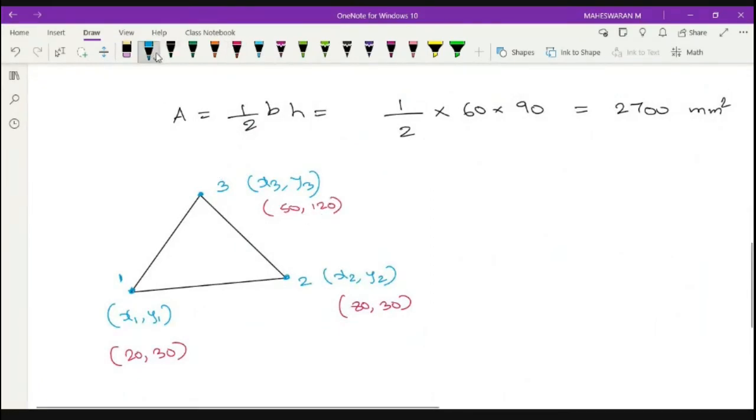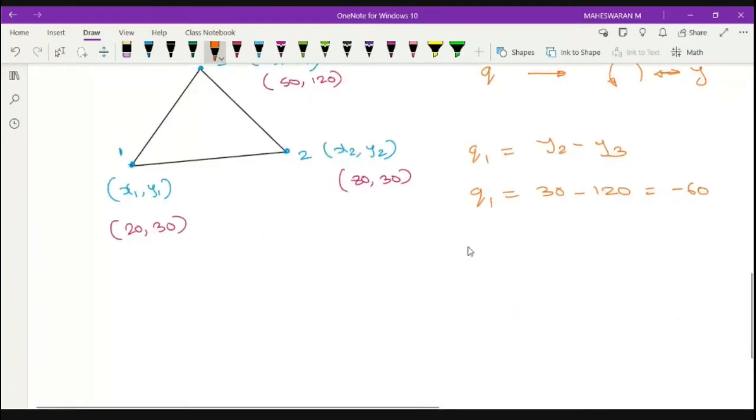To identify the value of Q, as I told you, you go in anti-clockwise direction and concentrate only on Y. Just remember: Q always goes in anti-clockwise direction and concentrates only on Y. So Q1 uses the other points 2 and 3, moving anti-clockwise: Y2 minus Y3, which is 30 minus 120, so we're getting minus 60.